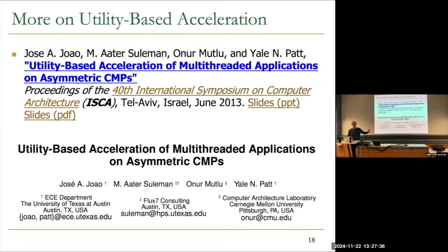If you look at utility-based cache partitioning, there's additional hardware that you need to add that's more significant than keeping track of how much reuse you've had in a cache line, for example. If you look at utility-based hybrid memory management, which is also another paper in 2017, that also adds a lot more hardware.